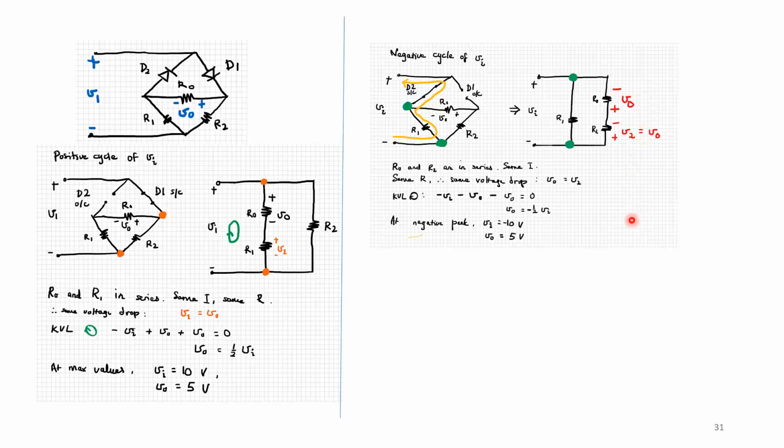So if I do a KVL around this loop, I'm going to get negative V in, minus V out, minus V2, which is also V out, equals 0. So V out is going to be equal to negative 1/2 V in.